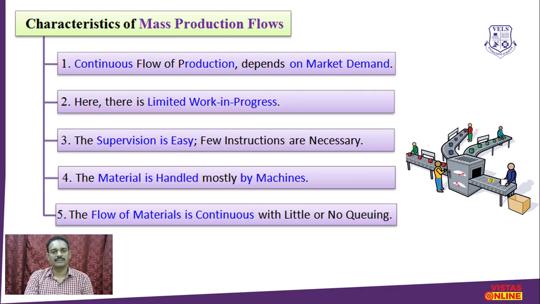The characteristics of mass production flows. There is a continuous flow of production, as well as continuous demand for the product in the market. There is limited work in progress because the flow of the product is the same, and they need not change the routing of the plant. So the work in progress is limited. The supervision of mass production is easier when compared with job production or batch production, because they are doing that work as routine work, so they can easily supervise the activities. The material is handled mostly by machines. The human interference is less in mass production flows. The flow of materials is continuous with little or no queuing.